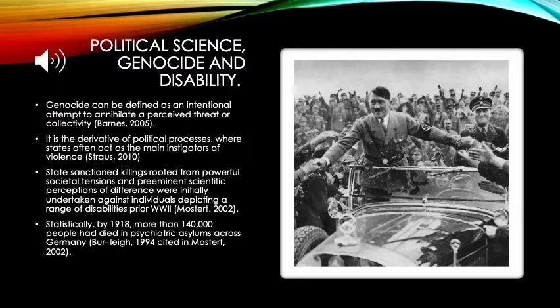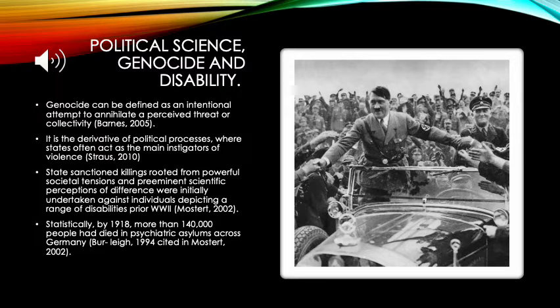State-sanctioned killings rooted in powerful societal tensions and prominent scientific perceptions of difference were initially undertaken against individuals with a range of disabilities prior to World War II. The beginning of state-sanctioned practices, such as sterilization, began with the outbreak of World War I, triggering monumental changes for disabled populations in Germany. The effects of war resulted in a crumbling economy, creating a shift in the need for resources, thus causing deprivations of basic needs across caregiving facilities and asylums.